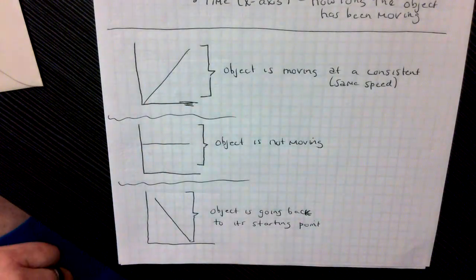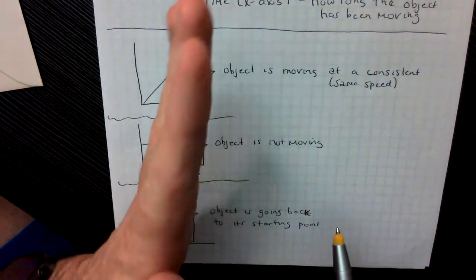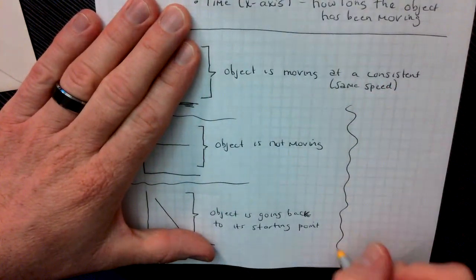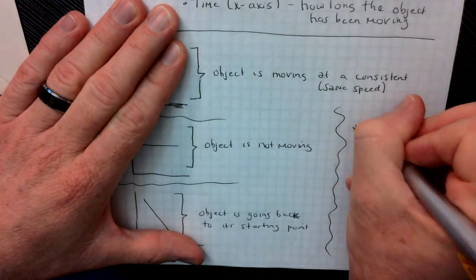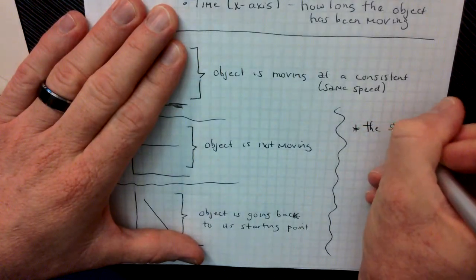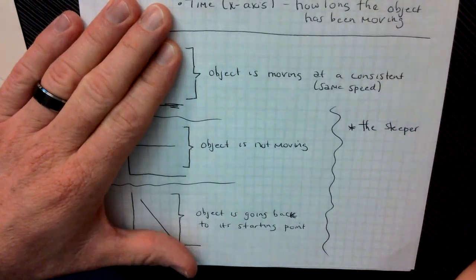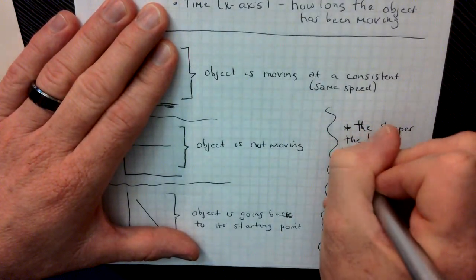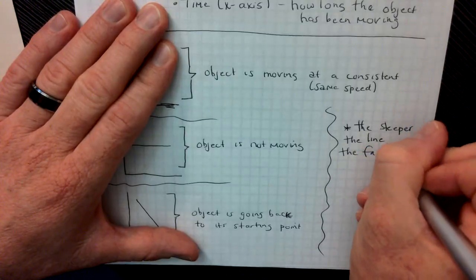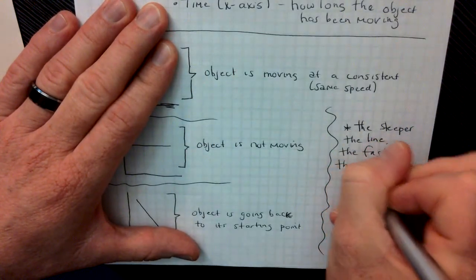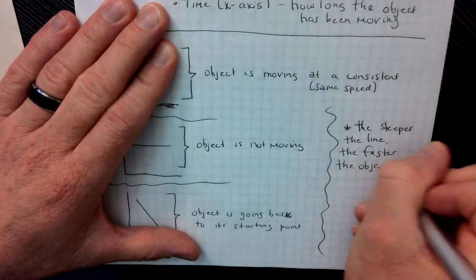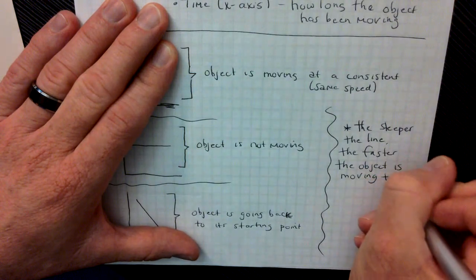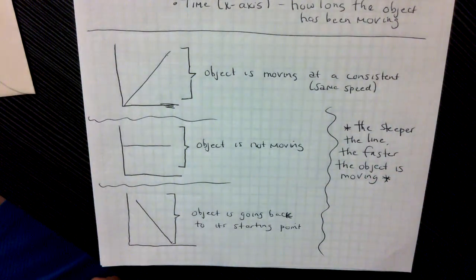Cool? And just so you know, the steeper the angle, the faster it's moving. We should probably write that real quick. I'm going to do a little asterisk like this and put it right here. The steeper the line, the faster the object is moving. And again, I'm going to prove that to you here in just a second mathematically with a graph.